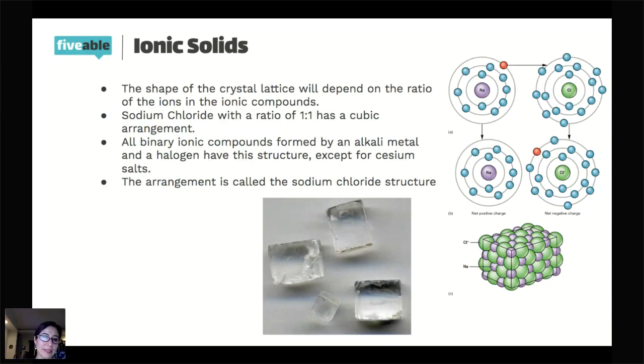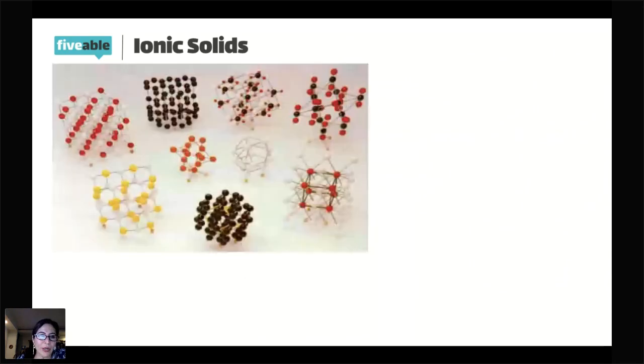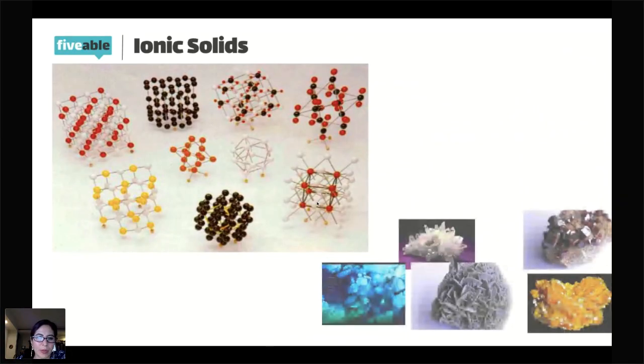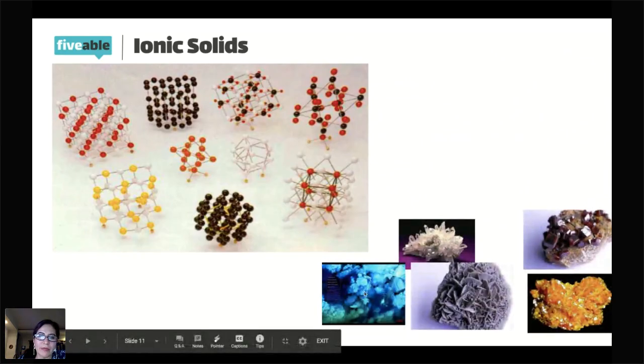Except for cesium, because cesium is a very large metal. So this cubic arrangement is also called a sodium chloride structure. If we don't have a ratio of 1-to-1, like in this model, then we won't have a cubic arrangement. We will have all sorts of different and beautiful arrangements, like the mineral crystals that we find on Earth.